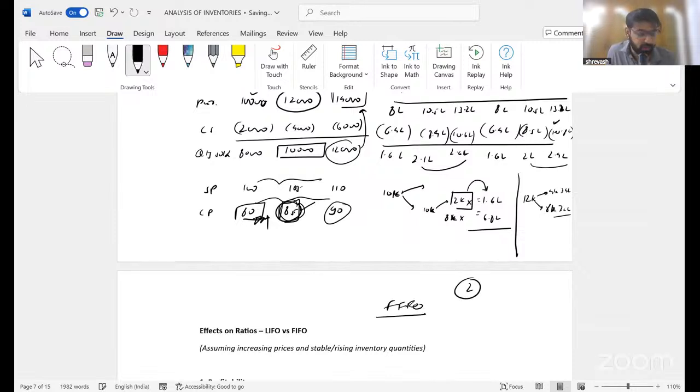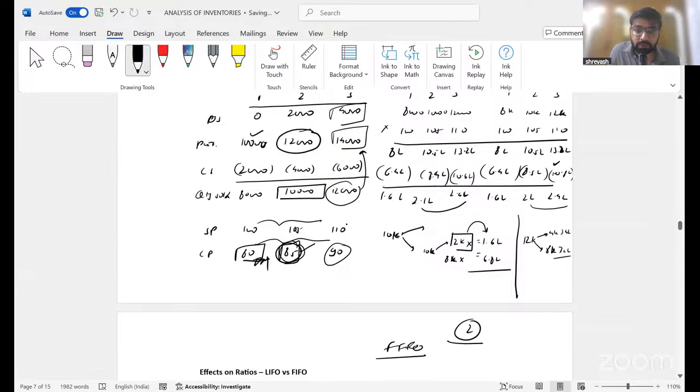So in case of the second year, if I have to find out the closing stock, what is the closing stock in terms of quantity? Sir, it is 4,000. And this 4,000 will completely belong to the purchases of this year, which is priced at 85. So 4K into 85.